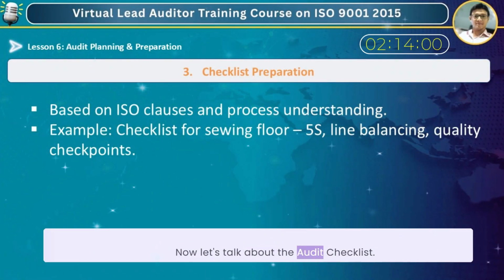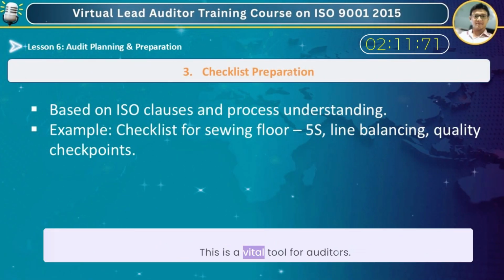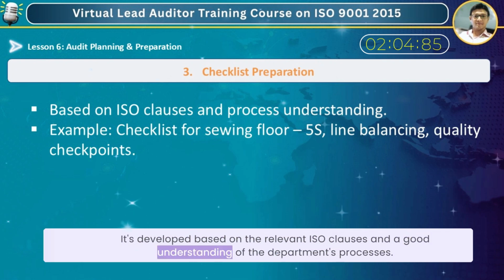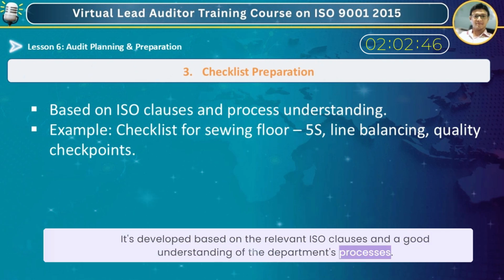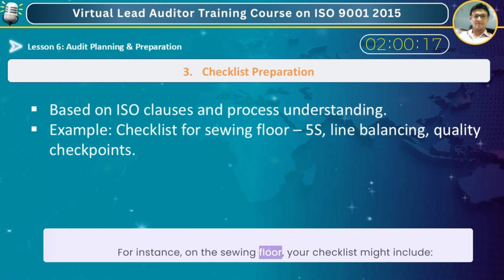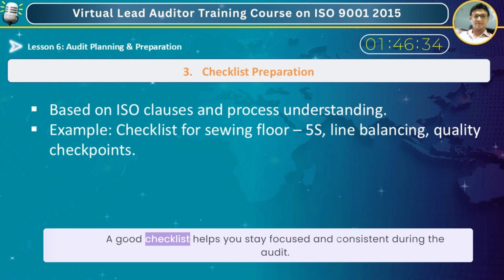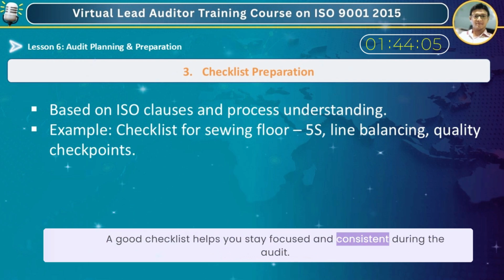Now let's talk about the audit checklist. This is a vital tool for auditors. It's developed based on the relevant ISO clauses and a good understanding of the department's processes. For instance, on the sewing floor, your checklist might include 5S housekeeping, line balancing, operator skill mapping, defect checkpoints, and record keeping. A good checklist helps you stay focused and consistent during the audit.